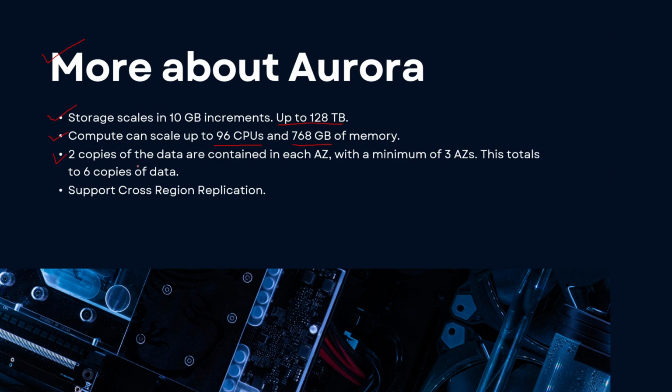Two copies of the data are contained in each availability zone, with a minimum of three availability zones, which relates to six copies of your data. So, whenever you create an Aurora database, two copies of that database will be present in each availability zone, and there will be a minimum of three availability zones in which your database will be copied to, which means you will have six copies of your database, which makes Aurora very highly available.